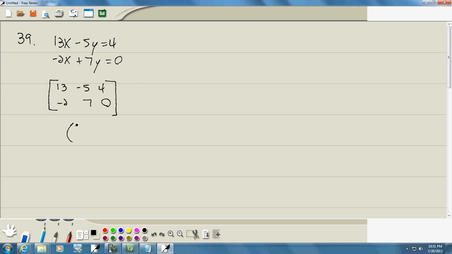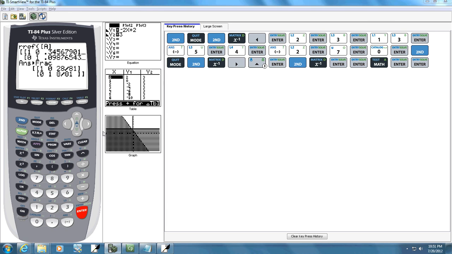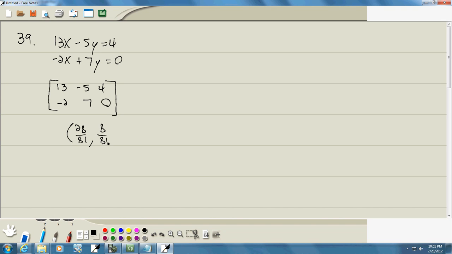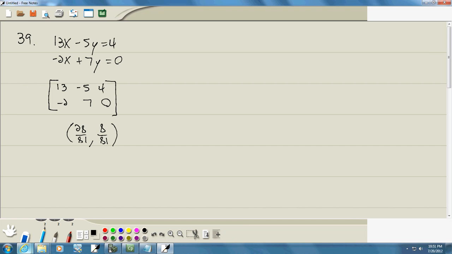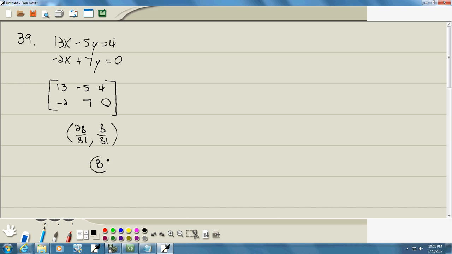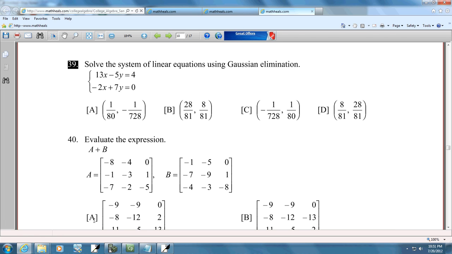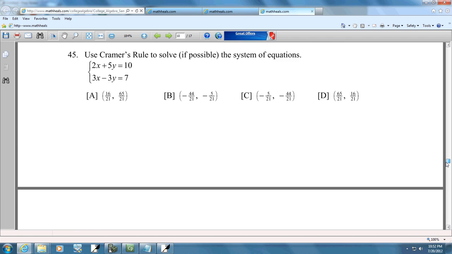So we have 28 over 81. And we have 8 over 81. So let's see which one that matches. 28 over 81, 8 over 81. Looks like B is in Bill. Like that. Let's go check that, and then we'll do Gaussian elimination. So 39B. And that checks.